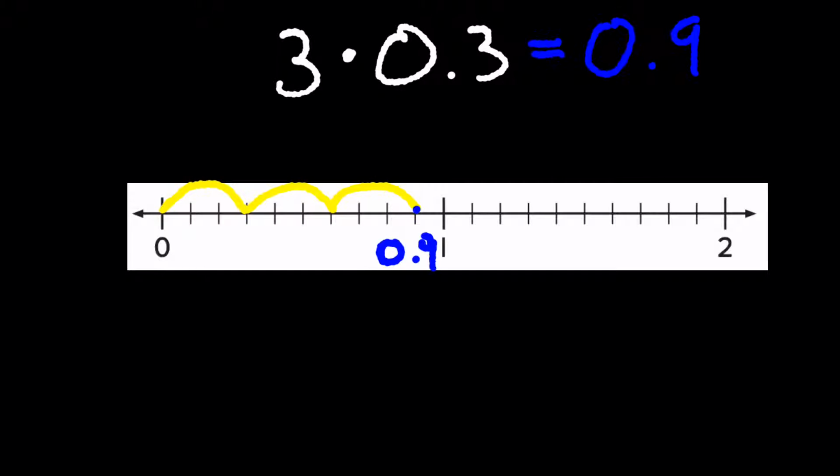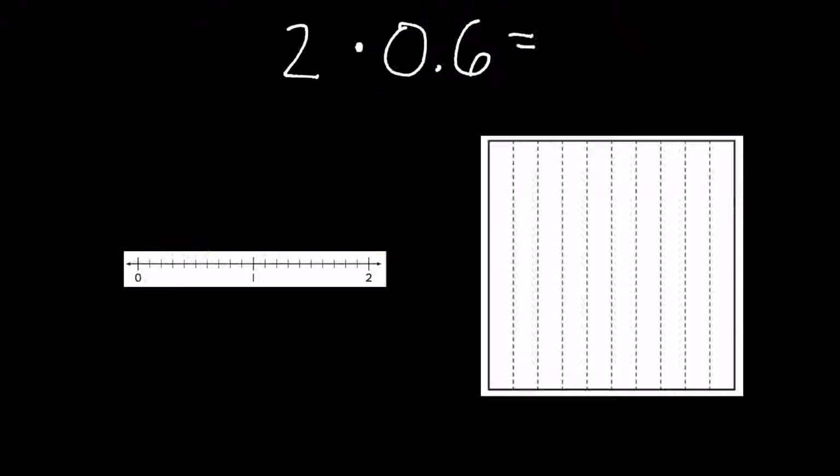Let's try one more that's going to get a little bit bigger. For our final example, we're going to multiply 2 times 6/10. This is the biggest size group we've dealt with, and you're going to see what's going to happen since we want 2 of these groups. So let's get started using the number line. I think it's going to be easiest to show the number line first, and then we'll see how we can apply it to our grids here.